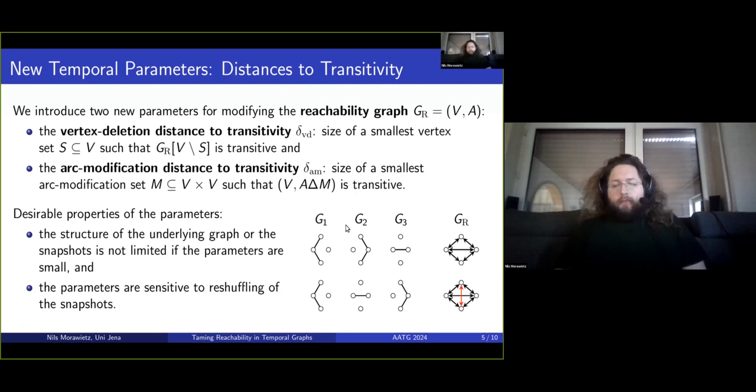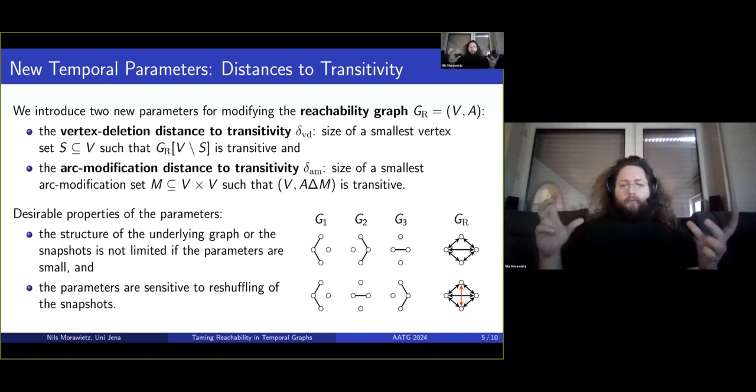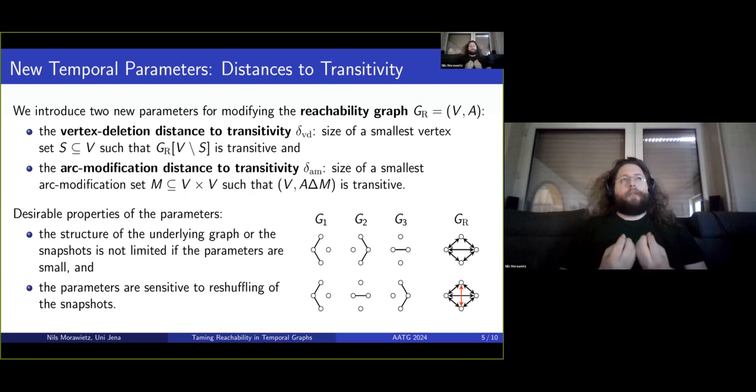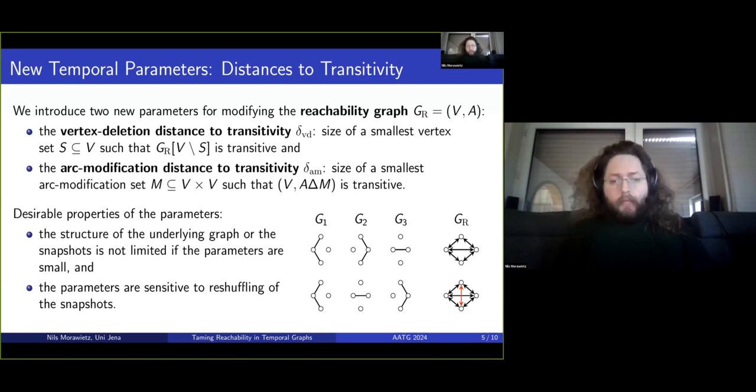And why is this desirable for a temporal graph parameter? Essentially, we want to really measure how a temporal graph acts. So a reshuffling of the snapshots should ideally change something in the parameter value if it really measures the temporality of the graph and not only the snapshots and their behaviors.